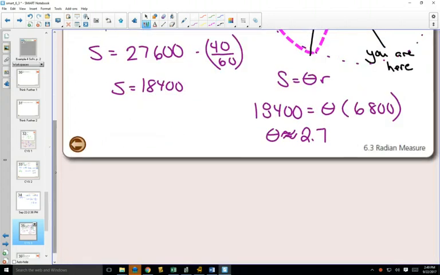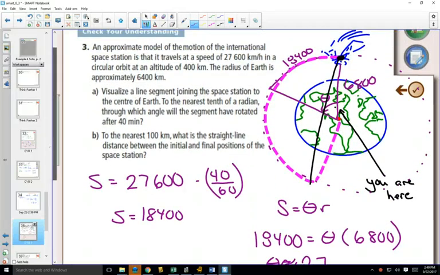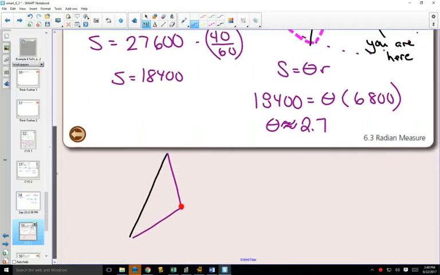That black line, if I redraw the center of the Earth right there with two purple lines coming from it, can you see that triangle on that original diagram? What do we know about this triangle? The purple parts were radiuses, so they're both 6,800. This angle is 2.7 radians.